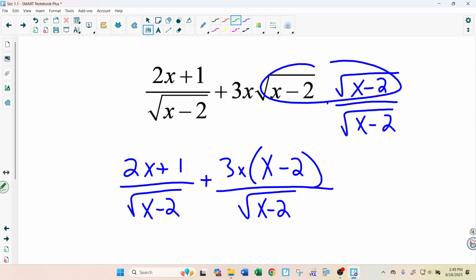Now we are able to combine like terms. We can simplify this, and we will have a square root. Our denominator will just be the square root of x minus 2. And then if we wanted to rationalize the denominator, we can multiply again. In this case, it's not so much about rationalizing the denominator, but it's about combining these two fractions.